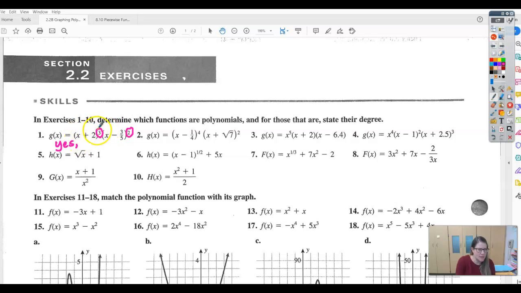So this first x, because it's raised to the third power, is going to be multiplied together 3 times. The second x will be multiplied together 2 times, and since there's 3 here and 2 here, altogether it's going to be multiplied together 5 times. So the degree here on number 1 is 5.